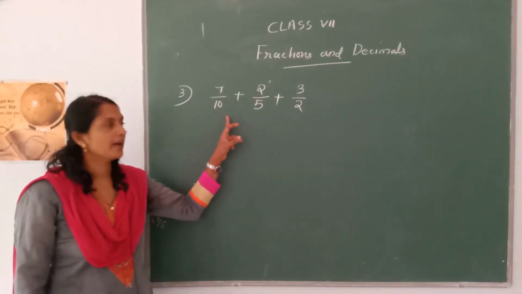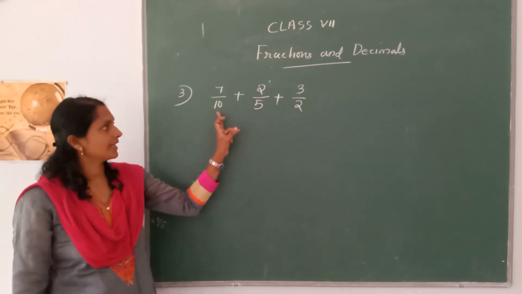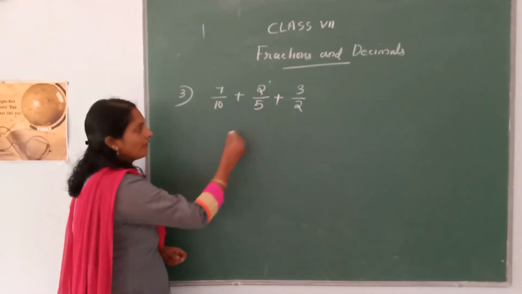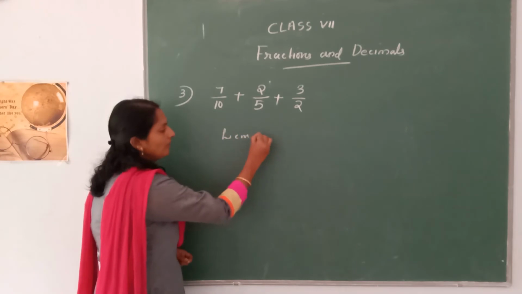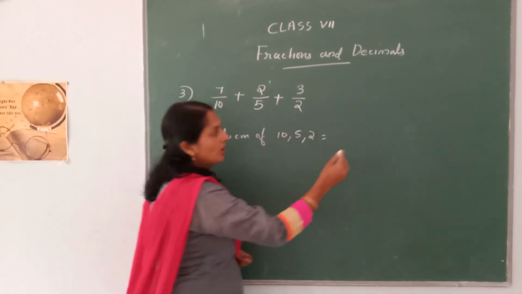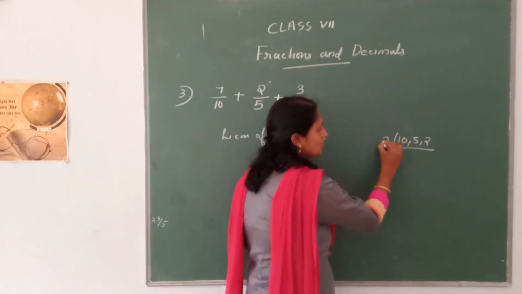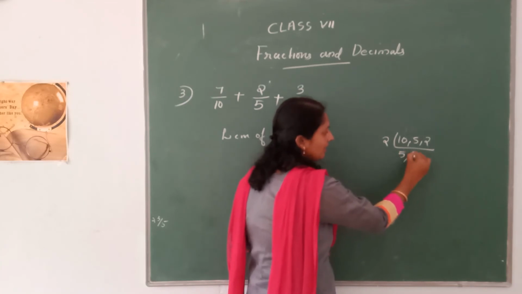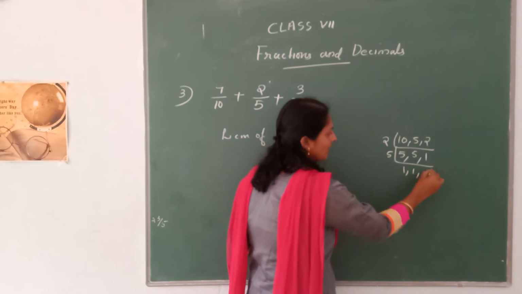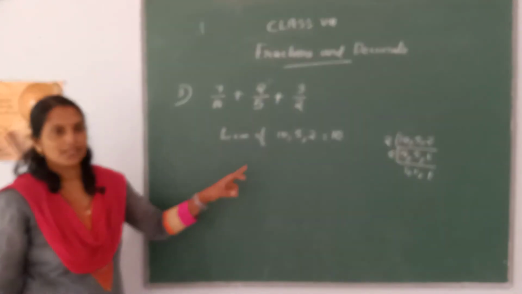Next one, 7 by 10 plus 2 by 5 plus 3 by 2. The denominators are 10, 5, 2. Then you find the LCM of 10, 5 and 2. LCM of the denominators 10, 5 and 2. That is, common factor 2, 5 2s are 10, 5, 1, again 5, 1, 1, 1. Then the LCM is 2 into 5, that is 10.